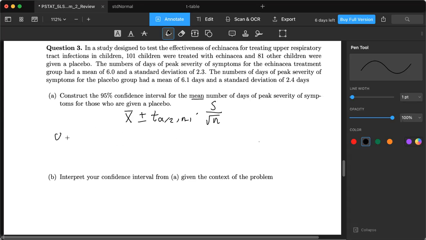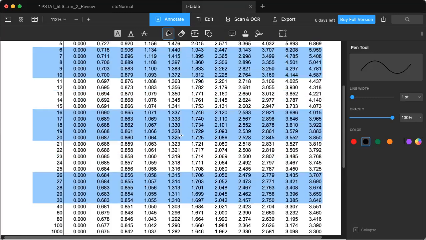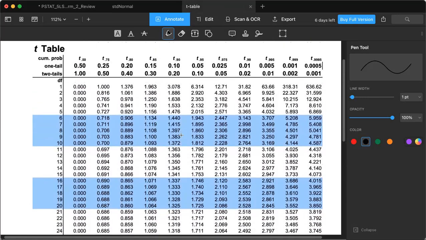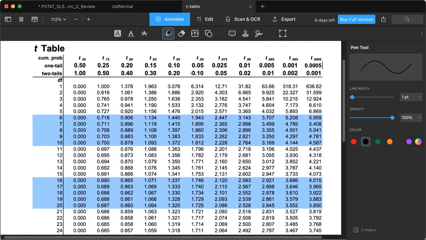So alpha is equal to 0.05, which means that T sub 0.025, T sub alpha over 2, and the placebo group had 81 children. So 81 minus 1, we have 80 degrees of freedom. So we're going to use a table, and this is a different table than what you'll be given, but it's essentially the same thing. This is just the one I found online to then have in the PDF format.